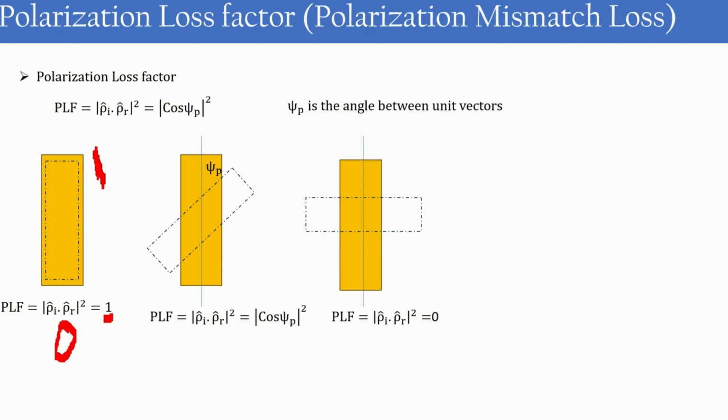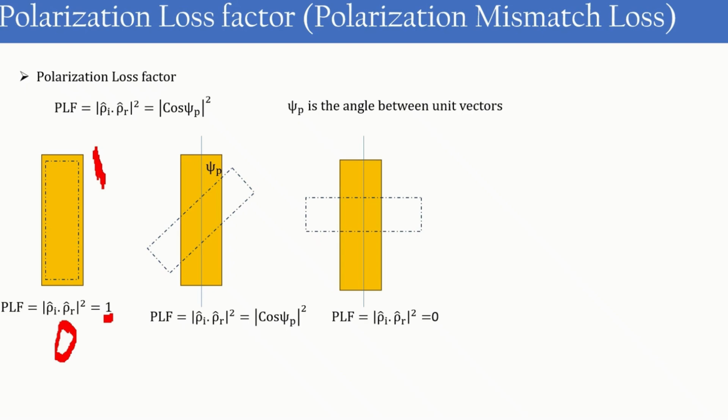So it is 0 dB. Now consider the case where I have the vertical receiving antenna and the incident signal on it is a slanting linearly polarized wave. You can see that there is some misalignment between these unit vectors. This is the vertical one and this is the received one.